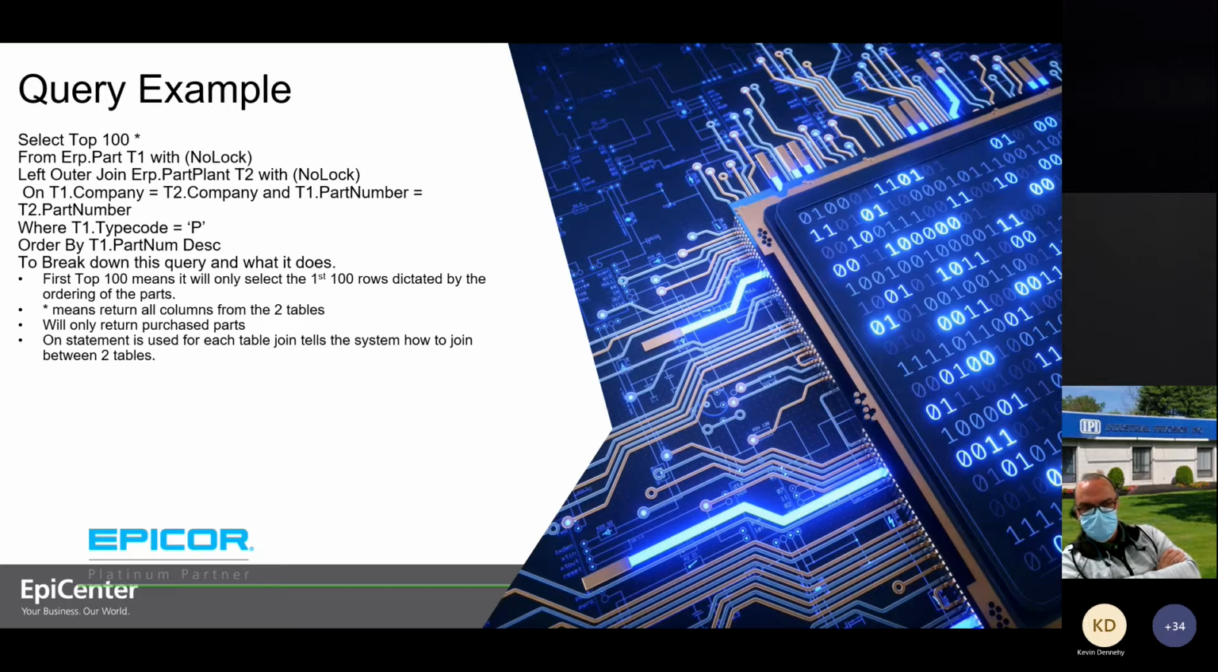On T1 company equals T2 company. So we're getting into the left outer join into ERP part plant T2. So we're going to join the part to the part plant. You might have noticed this in a BAQ tool. This joins automatically. What we're doing here is conducting the join by writing T1 company equals T2 company, T1 part number equals T2 part number.